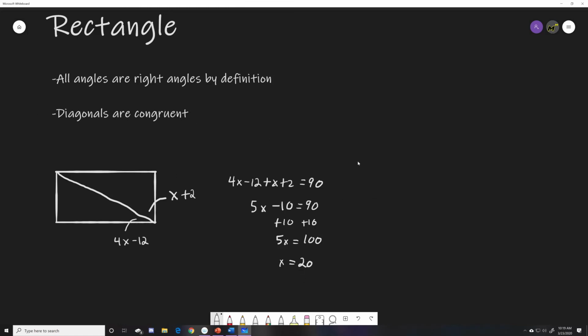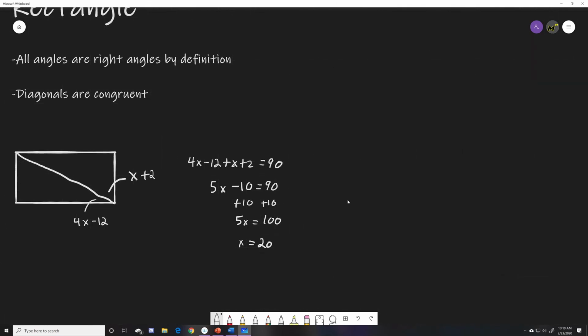Okay, so let's look at the other one. Diagonals are congruent. So let's draw another rectangle. Here we go. And let's draw our diagonals in. And so let's say right here this diagonal would be the length of 9x minus 9. And the diagonal here would be 7x plus 1. So 9x minus 9, and then 7x plus 1.